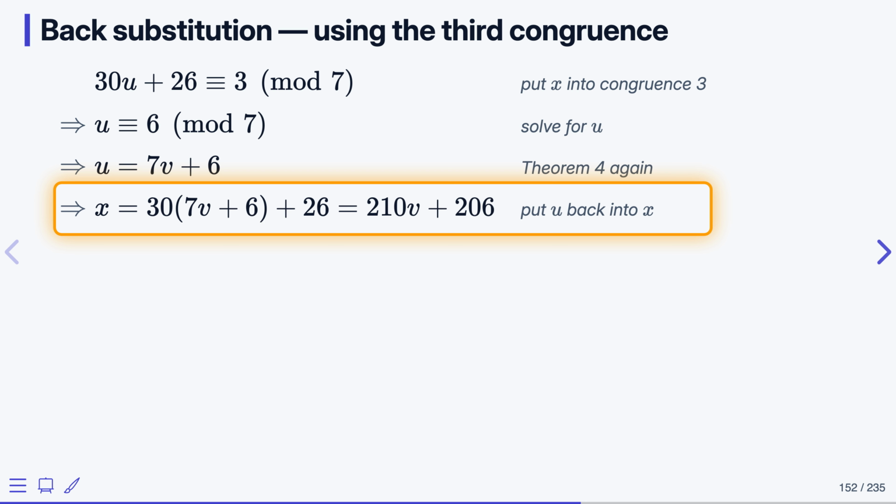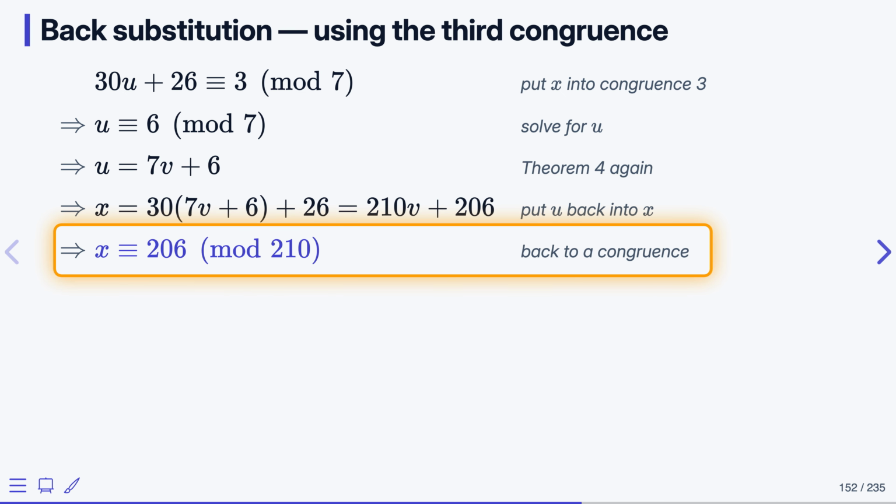Step 3. Put that back into x equals 30 times (7v plus 6) plus 26. That is 210v plus 180 plus 26, which is 210v plus 206. Step 4. Turn it back into a congruence. x is congruent to 206 mod 210. Notice the modulus is the product of all three, exactly as the theorem promised.